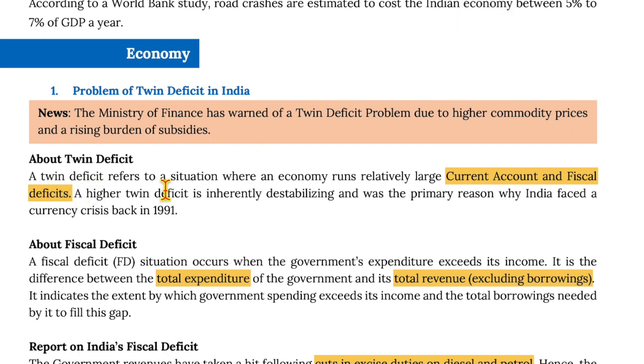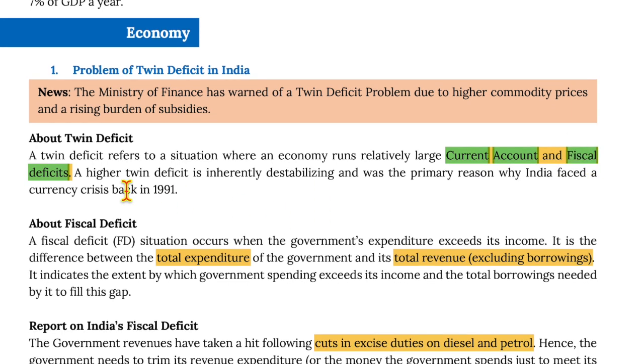Now, a twin deficit refers to a situation where an economy runs relatively large current account and fiscal deficits. That is, current account deficits are high and fiscal deficit is also high. A higher twin deficit is inherently destabilizing and was the primary reason why India faced a currency risk back in 1991.